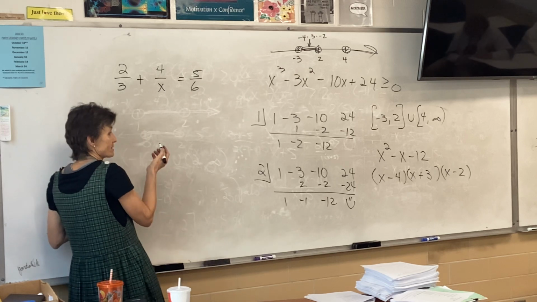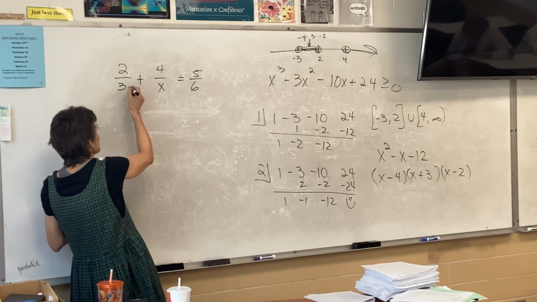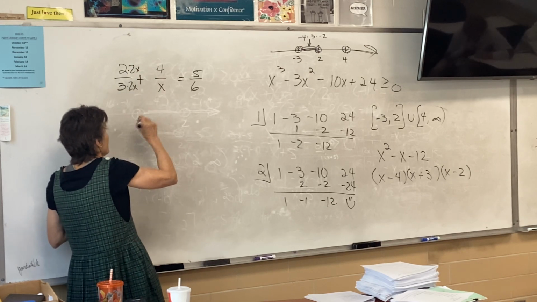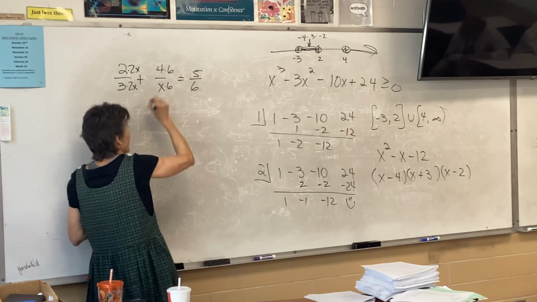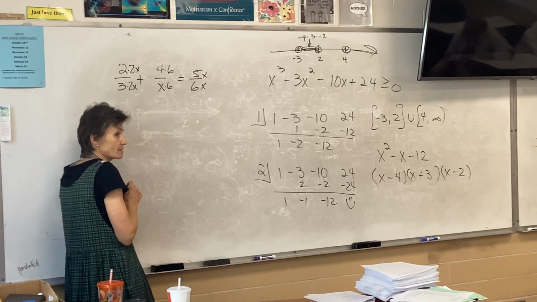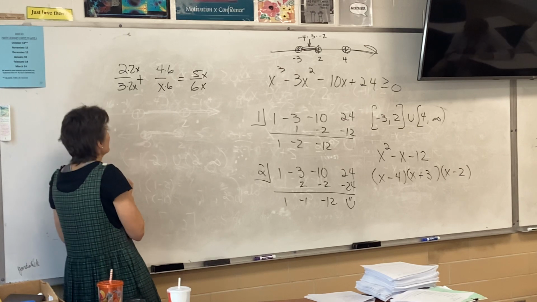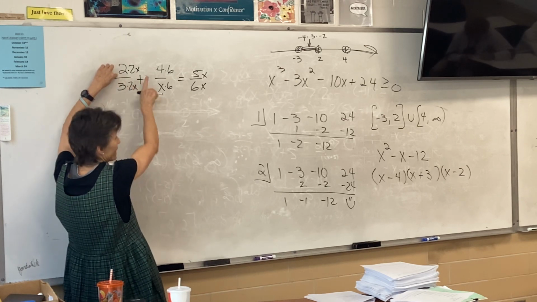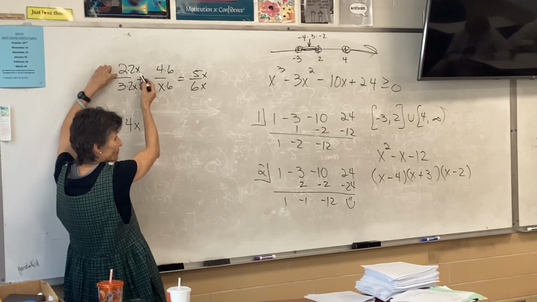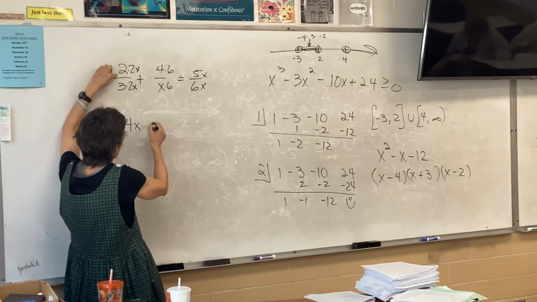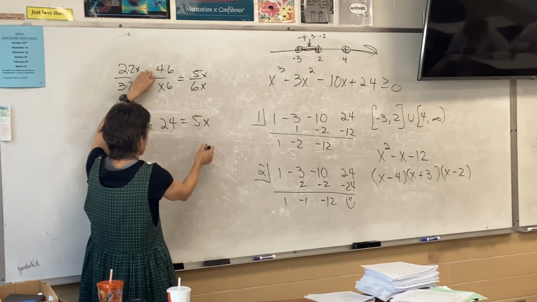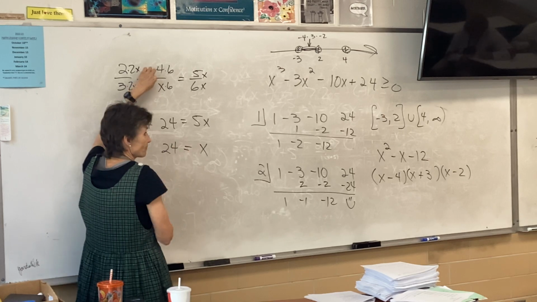If we go with 6x, then this one needs to be multiplied by 2x, this one by 6, and this one by x. So multiply. So 4x plus 24 equals 5x. So that's an easy one. Does x equal 24? Yep.